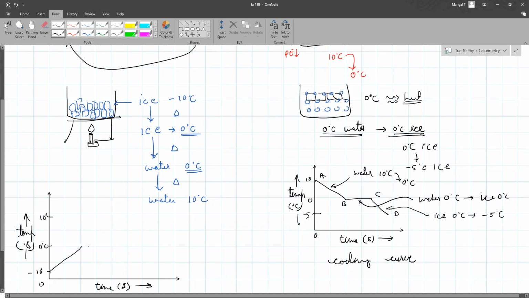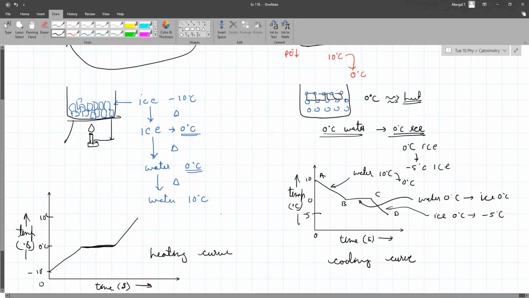So first thing, you're bringing ice from -10 to 0. Then you are making it ice to water, and then water which is 0° to 10°. So this is called a heating curve. Okay, so heating curve is not a part of the syllabus, but a cooling curve, they can ask you questions.